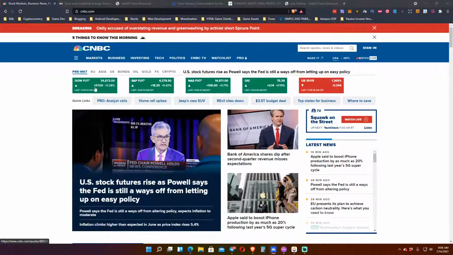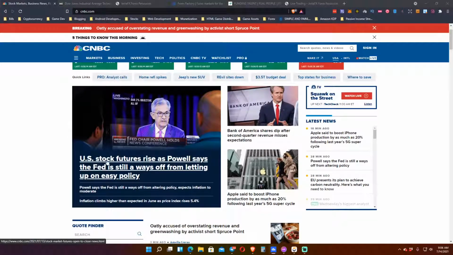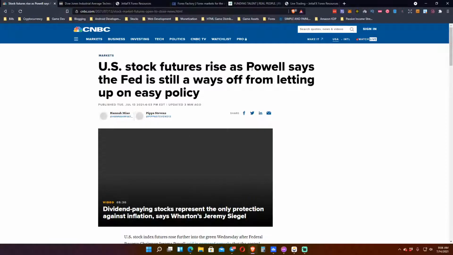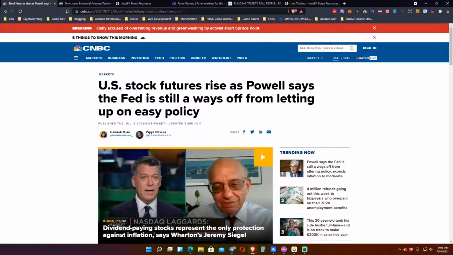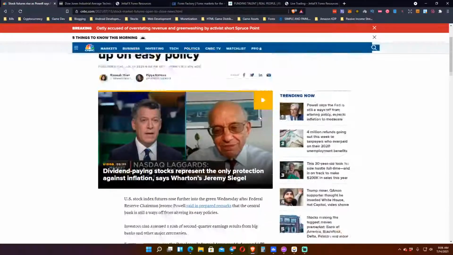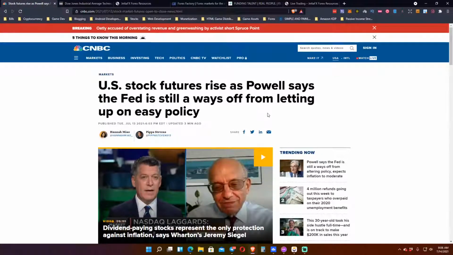If this breaks, well, we can't really determine anything with the pre-market. Pre-market just basically gives us an analysis of what we think the actual market is going to do. But like I said, just looking at the news, as you can see here, U.S. stock futures rise as Powell says the Fed is still a ways off from letting up on easy policy. So basically, with him saying that, the U.S. dollar is just strong right now.